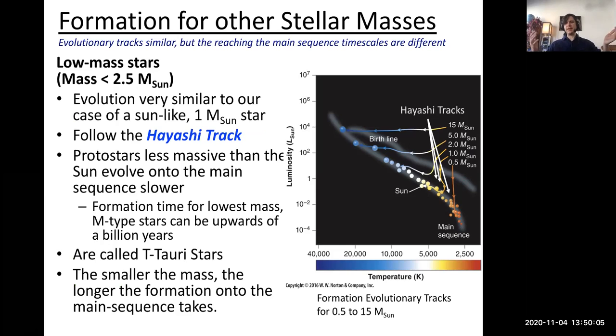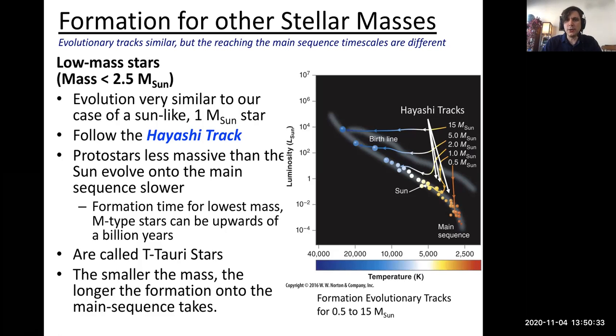All right, so then that leaves the low mass stars. So for low mass stars, mass is less than 2.5 times the mass of the sun. The evolutionary tracks are very, very similar to our one solar mass case. They follow a Hayashi track. The only difference is for the really low mass stars, there's not really this Henyey track. It's just all Hayashi track right to the main sequence. But that's a detail I don't expect you to remember for this class.